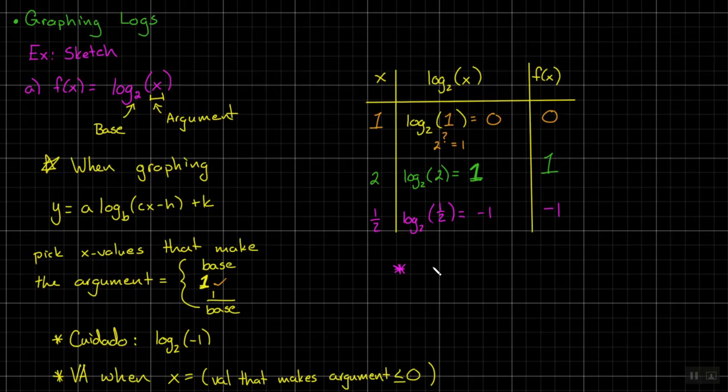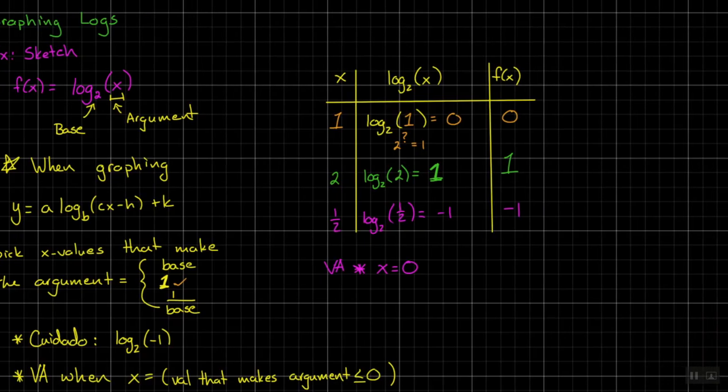What is the argument this time? Okay, this is going to seem silly. What value of x makes my argument, which is just x, equal to 0? So 0 is like the only choice, right? This is my vertical asymptote. It's at x equals 0. Okay. From these 3 points, and only these 3 points, I feel pretty good about getting this thing graphed nicely.